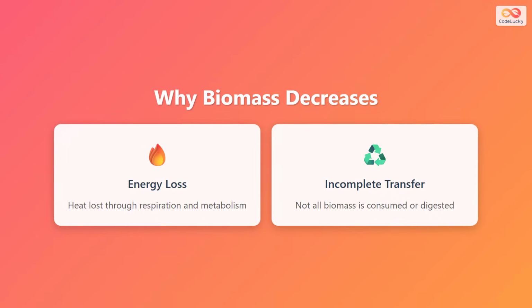2 main factors cause biomass to decrease up the pyramid. First, energy loss through heat occurs during respiration and metabolism. Every organism burns energy just to stay alive. Second, incomplete transfer happens because not all biomass gets consumed, and not everything consumed gets digested and absorbed. Much material becomes waste or remains uneaten.